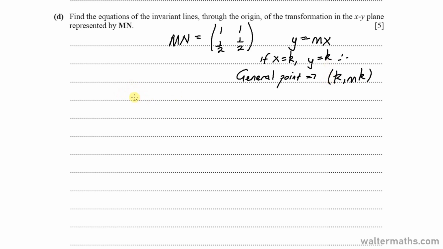So it means that if we are going to transform through this matrix MN, which is 1, 1, a half, a half, then this is going to give us an image x, y.